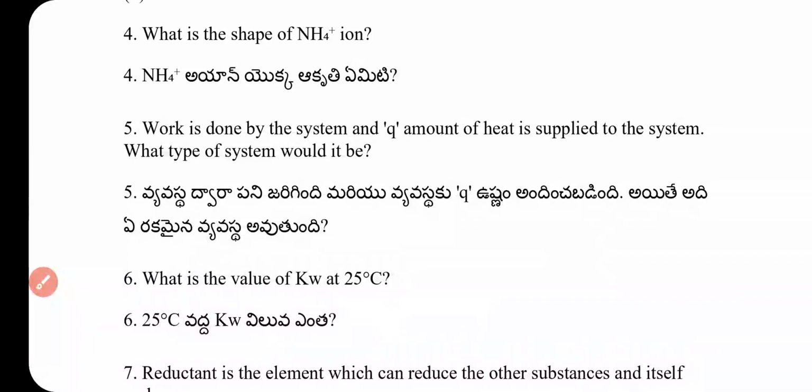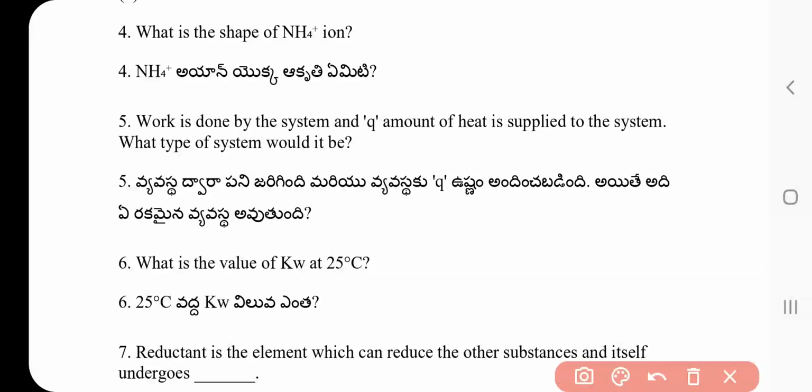Question number 4. What is the shape of the ammonium ion? Tetrahedral, sp3 hybridization. Question number 5. Work is done by the system and Q amount of heat is supplied to the system. What type of system would it be? What is the answer? Closed system.